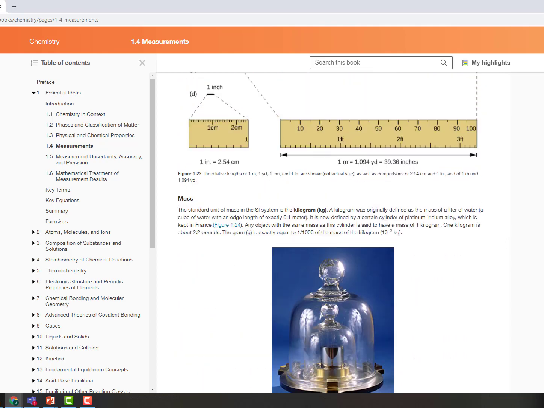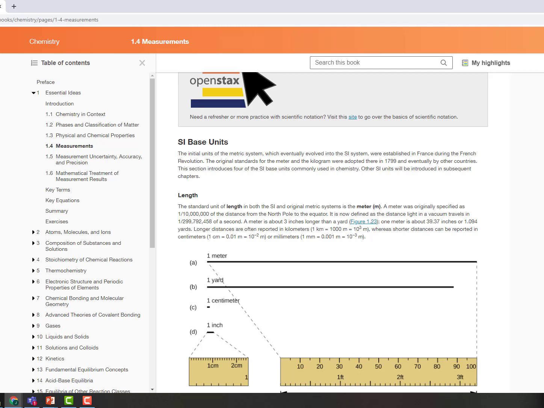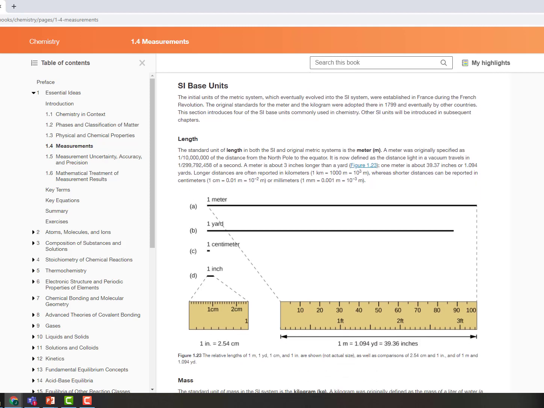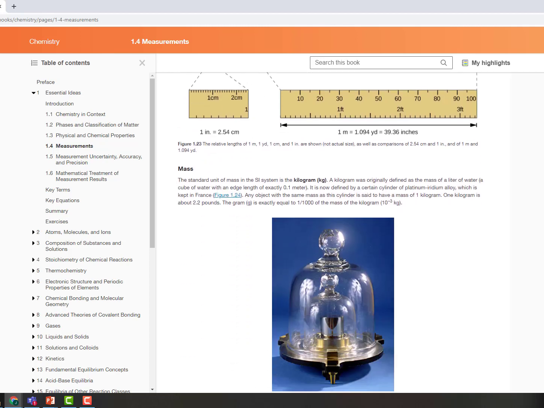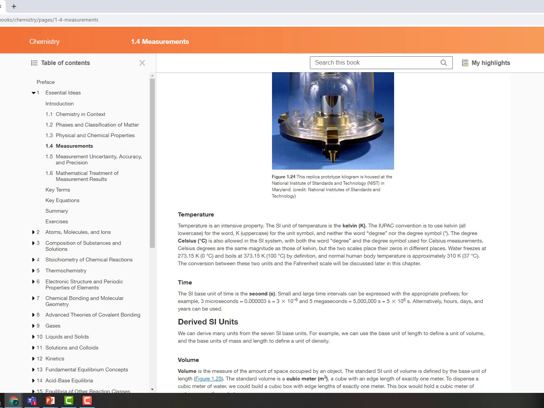Okay, so those are what we call the base units. And by base units, what we mean is we can't simplify it into anything less than that. So a length is just a length. You can't make length something simpler than what it is. Same thing with mass, same thing with temperature, same thing with time.